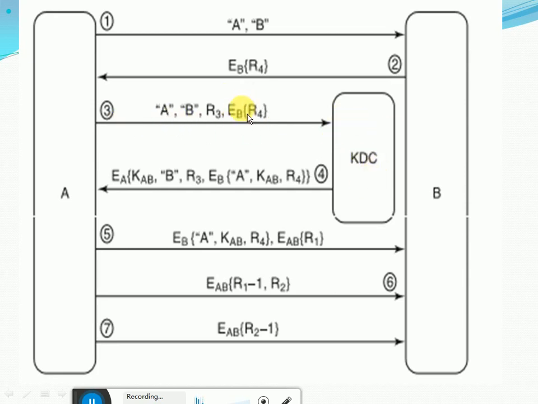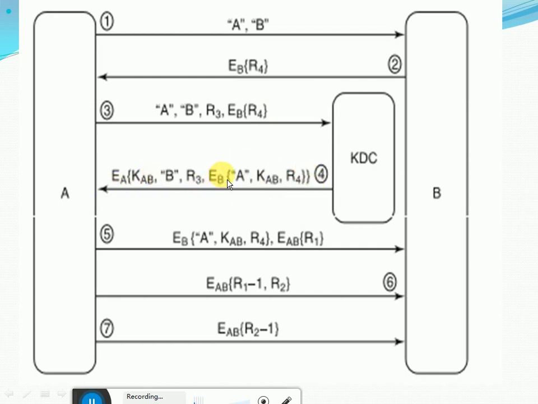Now the moment the KDC gets this information, it will decrypt this nonce using B's secret key. Since the KDC is well aware of the changes happening in the secret keys of A and B, it is easy for the KDC to identify whether it is actually B or not. Based on that, the KDC will reply back to A. When it replies to A, it takes the help of the nonce that was created by B. Again, that nonce will be encrypted using B's secret key along with a session key and A's identity. So this whole thing will be forwarded to A.